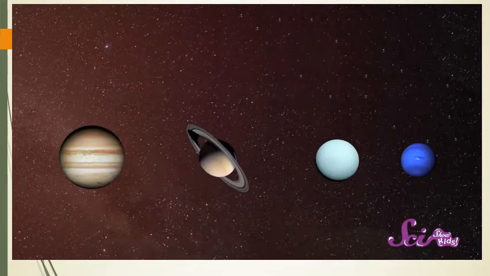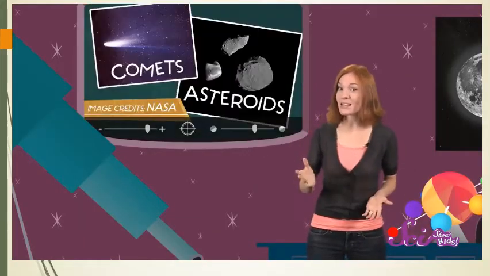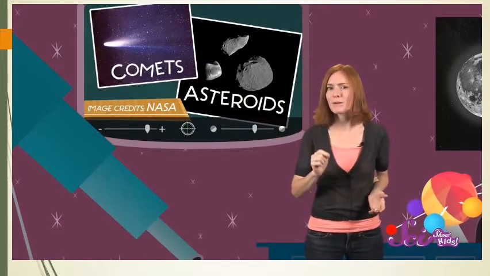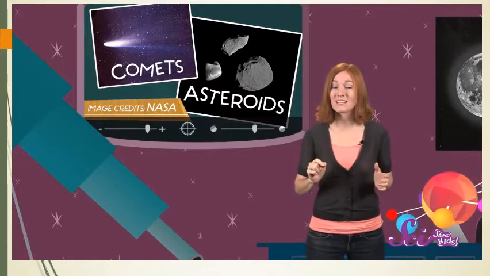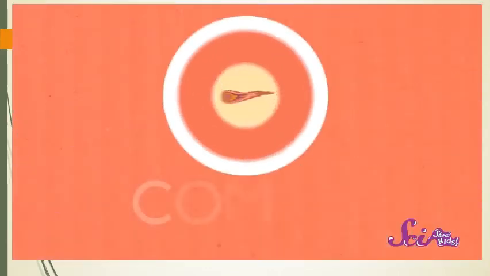But there's a lot more in our solar system than just those 8 planets. There are also things like comets and asteroids. They're a lot smaller, but they're just as interesting. And they both have one main thing in common. They're basically flying space rocks. Let's talk about comets first.